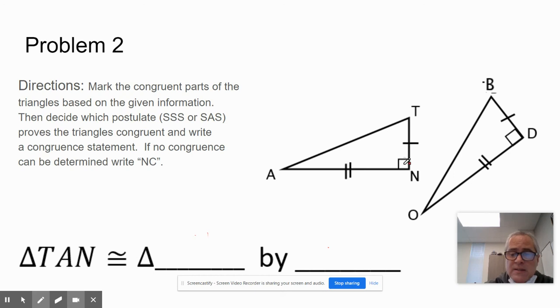Okay, so now is this side angle side? Was this angle included between these two sides? It certainly is. Is this angle included in between these two sides? It certainly is. We're all ready to go.